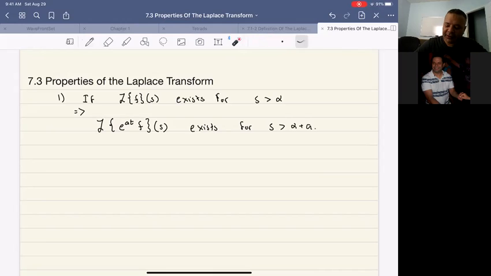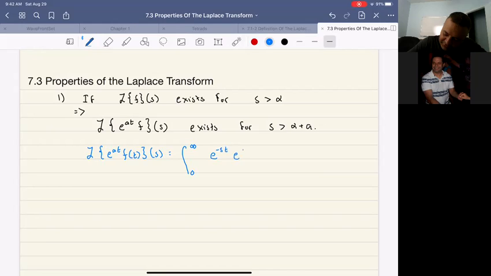So we suppose that it exists for s bigger than some alpha, then this thing is going to exist. It's a pretty straightforward proof. You're just going to take the Laplace transform of e to the at f of t, which is the integral from 0 to infinity of e to the negative st, e to the at, f of t, dt.